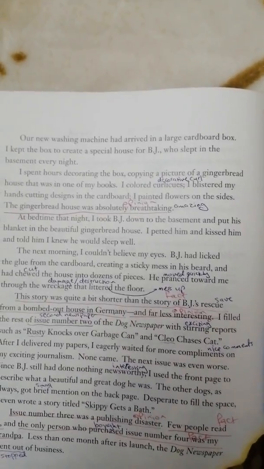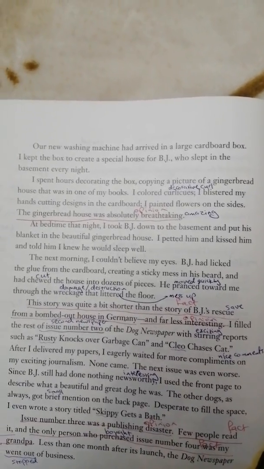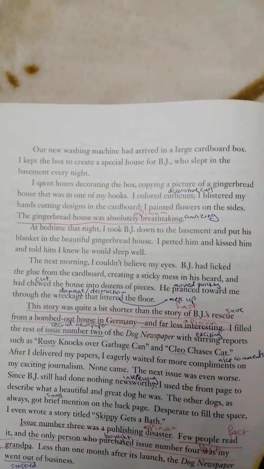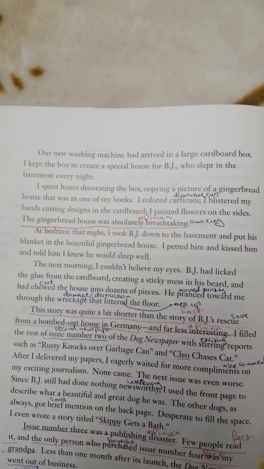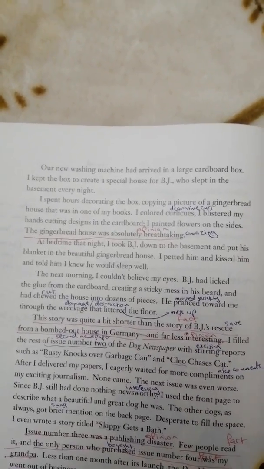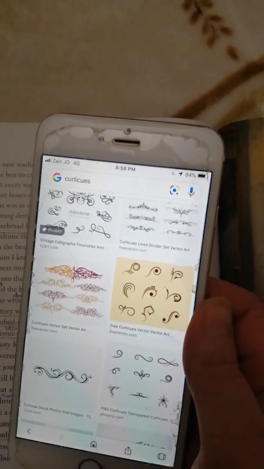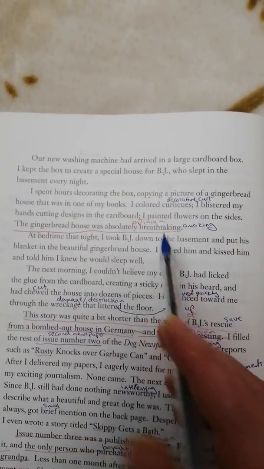Now, she spent hours decorating her gingerbread house for BJ, and she started cutting pictures and decorating the house and coloring. These are examples of curlicues. She used them to decorate the box to make it nice for BJ to sleep in.